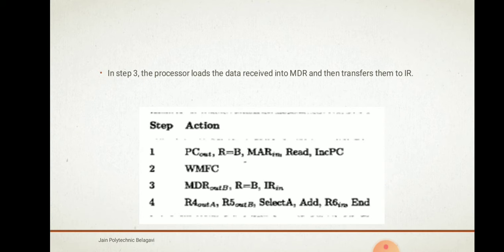Now in step 3, the processor will load the data received into the MDR and then transfer it to the IR. Once the read operation has been completed, whatever data is present in the MDR will be transferred into the instruction register, where the instruction will be executed. Now in step 4, whatever the contents present in the instruction register will be ready for execution. The execution phase of the instruction requires only one control step.